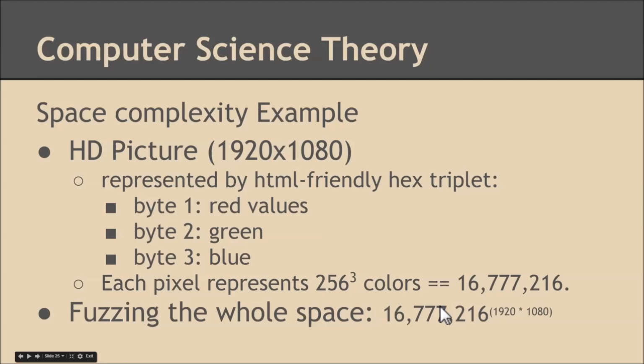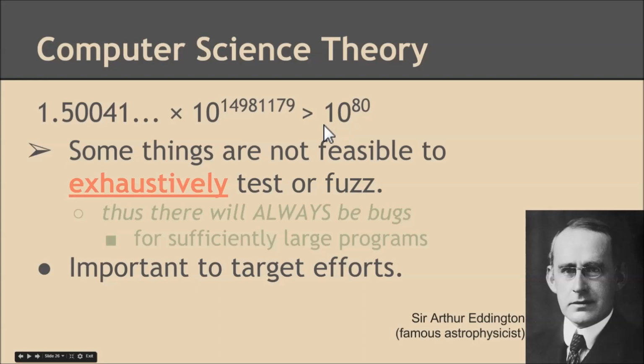And so fuzzing the whole space would be the number of possible colors per pixel raised to the combination of the dimensions. This number is going to be very, very large, much larger than this astronomical limit. So this is one example of things that are just not feasible to exhaustively test or fuzz. It's really important to target your efforts and reduce test case space when possible. It also shows that there will always be bugs for sufficiently large programs, because for certain things you're not going to be able to exhaustively test them.